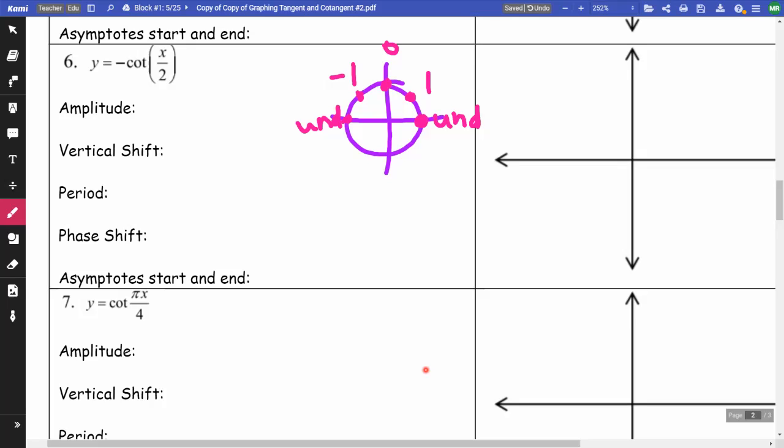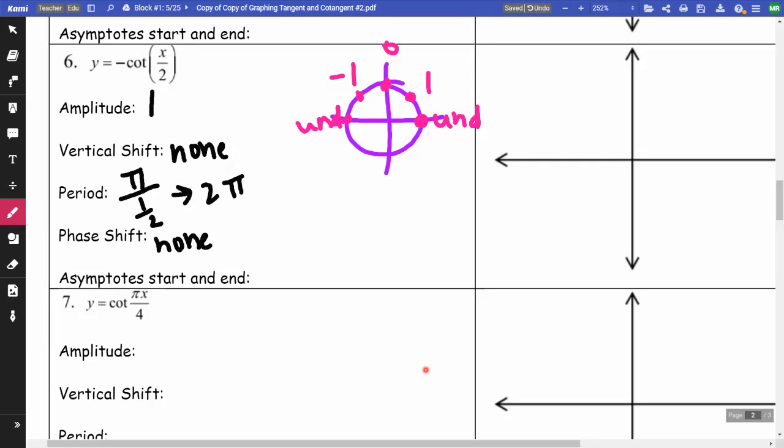That's how my cotangent should look. So my amplitude is 1. It's negative though, so it's going to flip, and instead of starting at a height of 1 and then going down, it's going to go opposite. Okay. Vertical shift none, period. So it's going to be pi divided by 1/2, which is going to be 2 pi. Phase shift none. And then we've got to figure out where it's going to end.